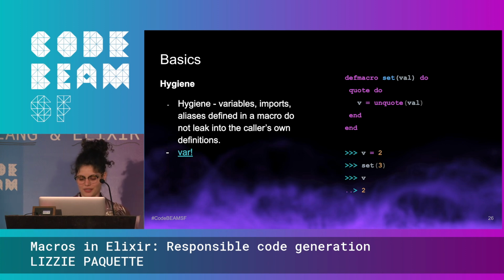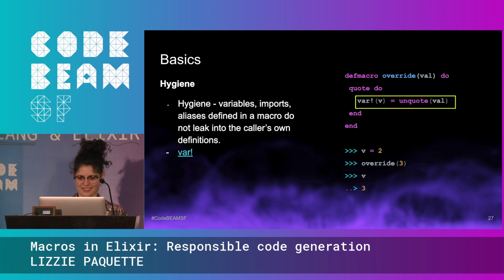But if you wanted to override this safety check, you can use var!. I still haven't needed to use this function, so I'm not sure why you would want to do this. But you can. Here you can see I assign v to 2, I override it to 3, and when I check the value of v, it's 3.